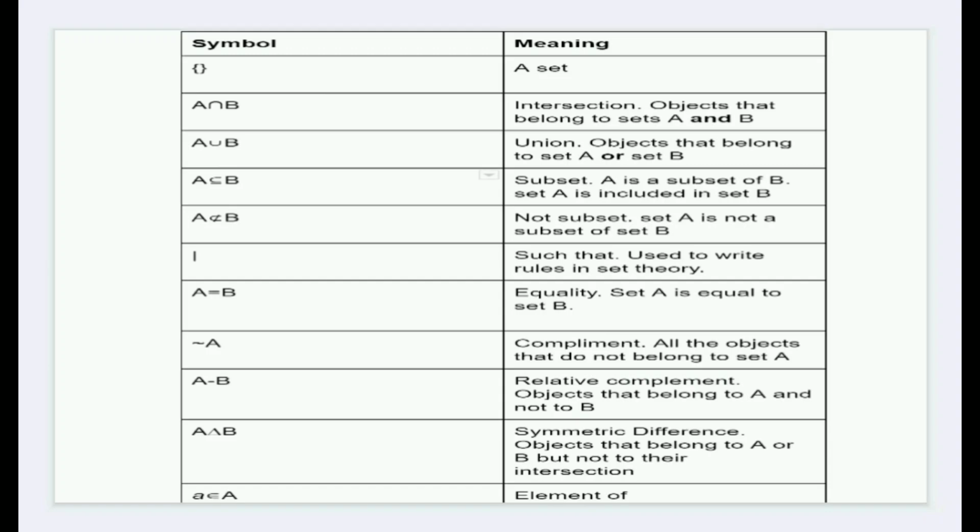Then such that, used to write rules in set theory. Then equality, A equal to B. Set A is equal to set B. Then complement, A complement. All the objects that do not belong to set A. Then A minus B or a relative complement. Objects that belong to A and not to B. Then a symmetric difference. Symmetric difference means objects that belong to A or B but not to their intersection. Then A is an element of B, which means element.